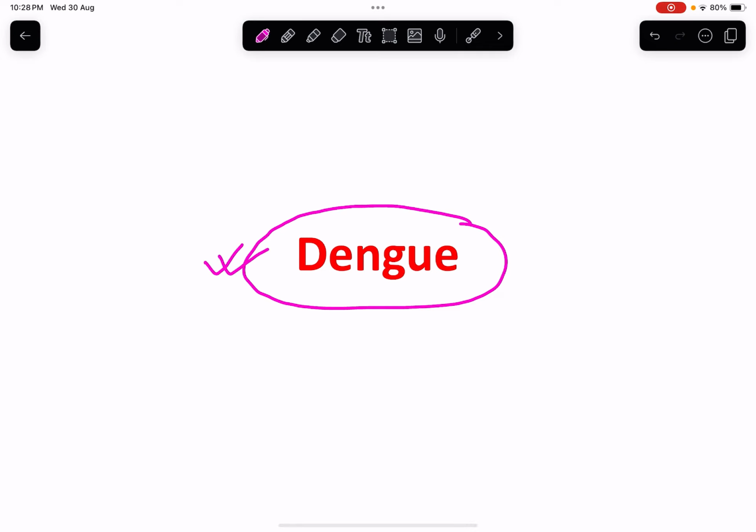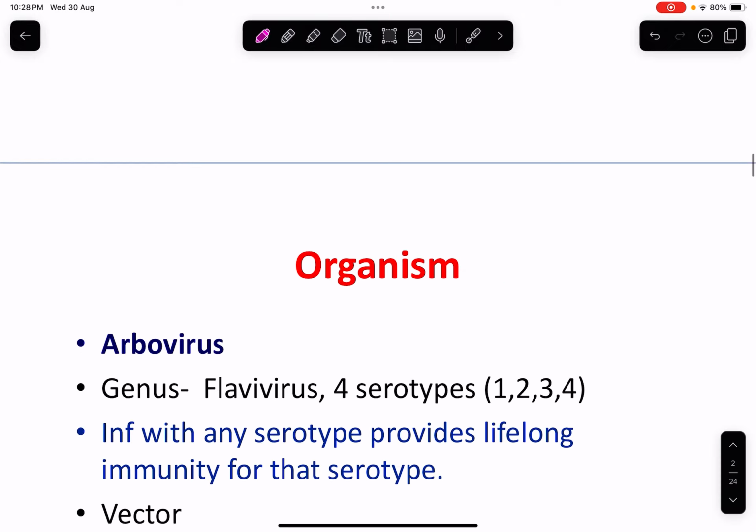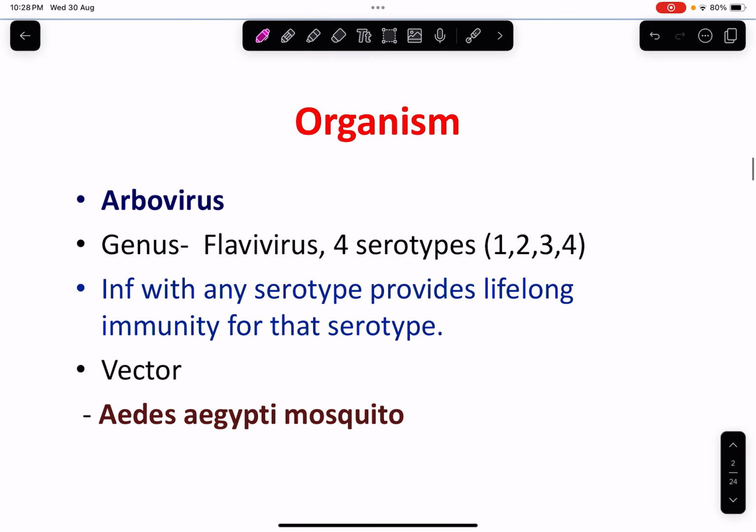Dengue is a viral infection, but sometimes it can become very severe, which may be fatal also. That means it can lead to death also in complicated cases. So it is very important that we know about dengue, how to prevent it and how to treat it.